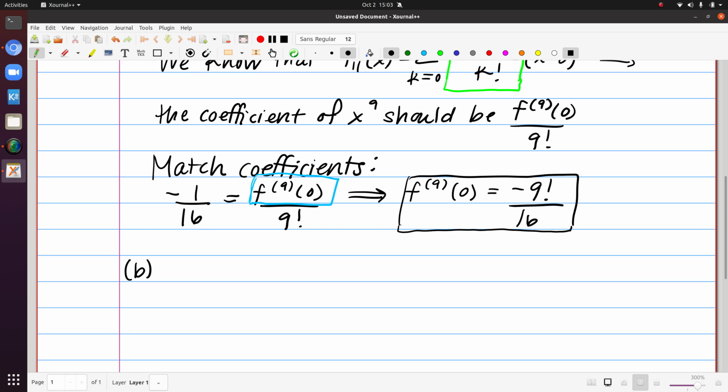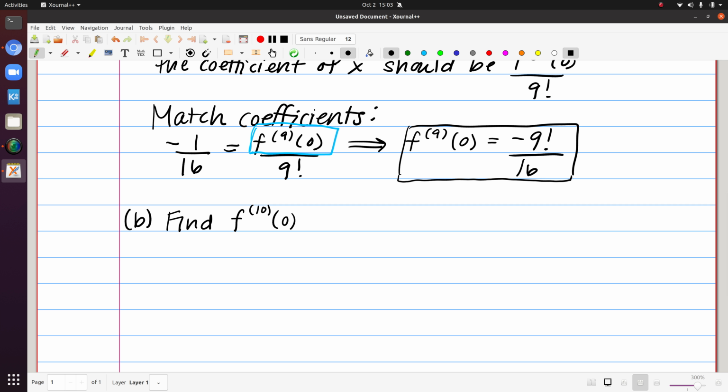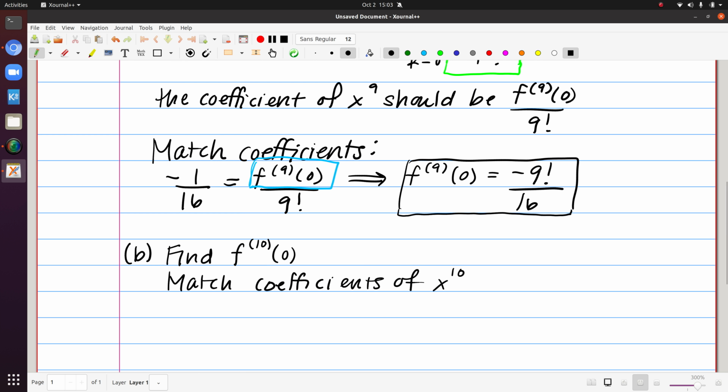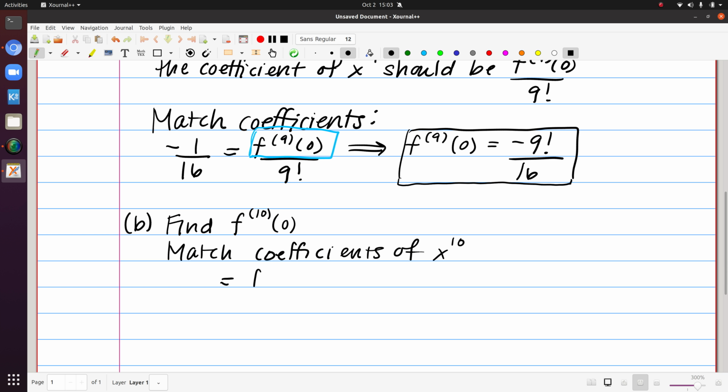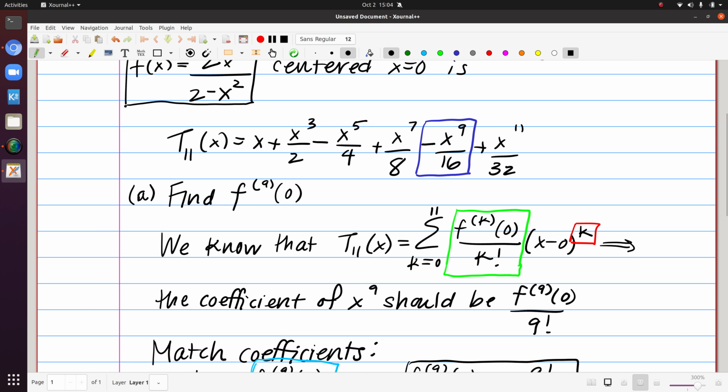If I said find now the 10th derivative of this function at 0, so we can use the same reason above where we want to match coefficients of x to the 10th. So what we look at here is kind of following the line above. It should be the 10th derivative of f at 0 divided by 10 factorial. That's what should go in front of x to the 10th if we're talking about a Taylor polynomial centered at 0. If we come back to our problem here, what you'll notice is that there is no x to the 10th.